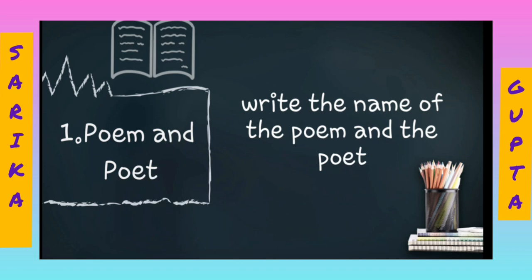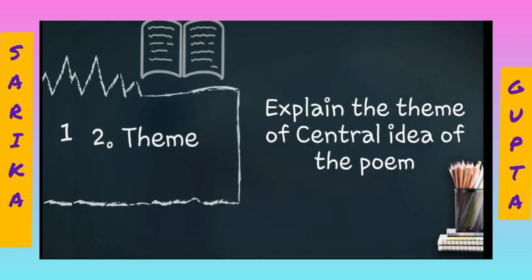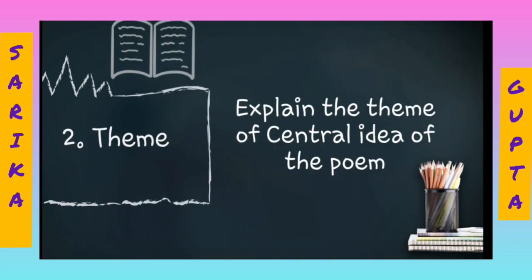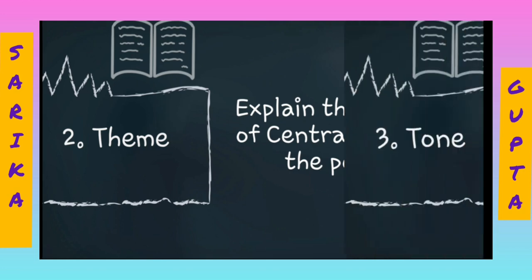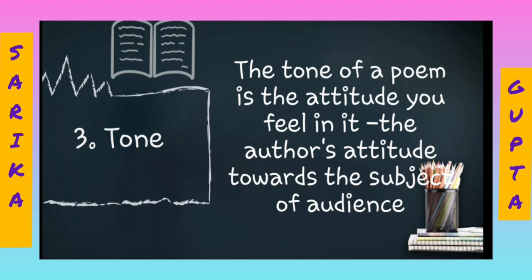First, the poem and the poet. What you have to do is you have to write the name of the poem and the poet. And second, the theme. We explain the theme or the central idea of the poem. Third is the tone. The tone of a poem is the attitude you feel in it. That means when you write, what do you feel about it? It's the author's attitude towards the subject or audience.